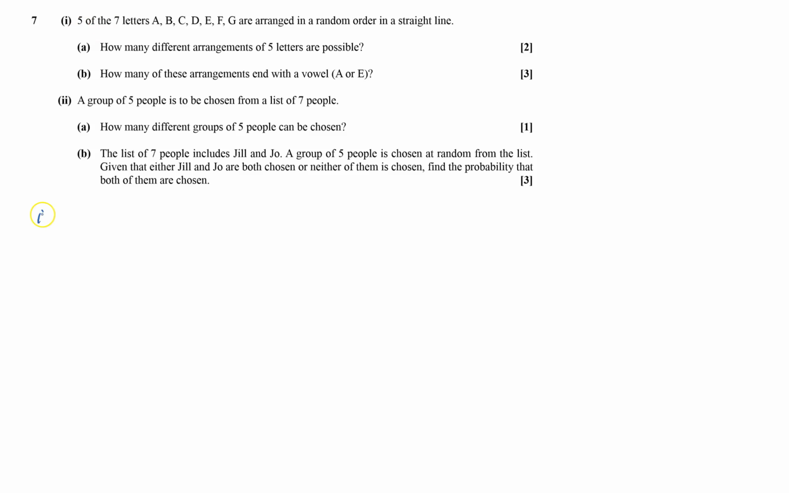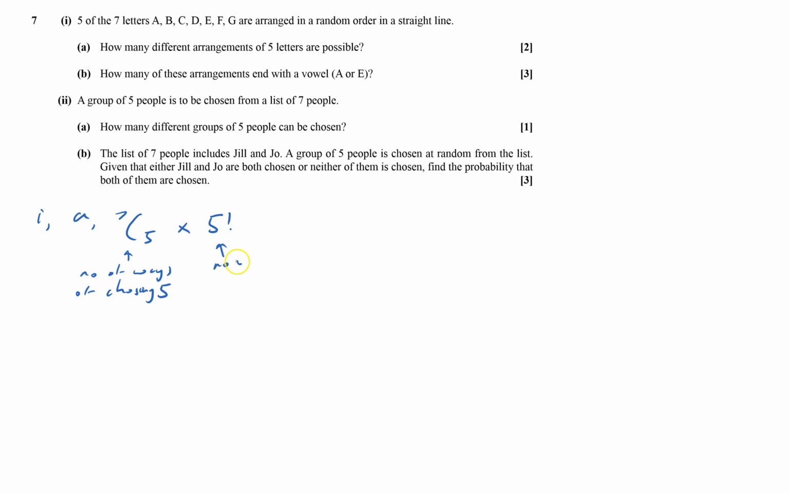Okay, so first part, A. Those letters, how many different arrangements of the 5 letters are possible? We've got to choose 5 of 7, so it's going to be 7C5, and that is the number of ways of choosing 5 from 7. But once I've chosen those 5 from 7, I could put them in a stack of different ways, because there's 5 letters and I could arrange them in 5 factorial different ways.